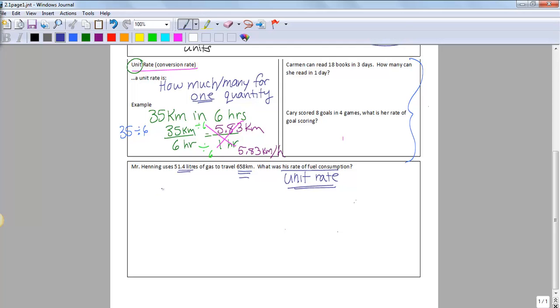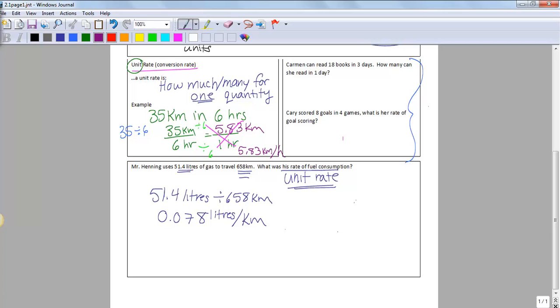So let's use the shorter cut here. I'm going to go 51.4 liters, divide that by 658. Right, so my units, liters over kilometers. So that's where that liter per kilometer comes from. And in my calculator, I'll just go 51.4 divided by 658, and it looks like 0.078 liters per kilometer. Right?